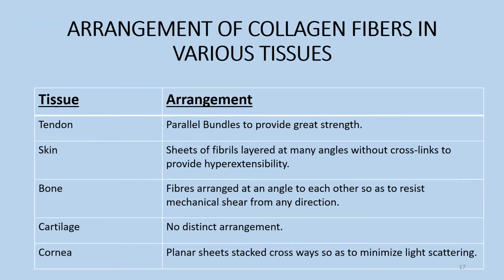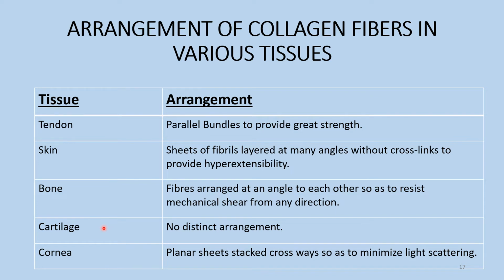In this slide, you see the arrangement of collagen fibers in various tissues of our body. In tendons, there are parallel bundles of collagen. In skin, sheets of fibrils are present. In bones, fibers are arranged at an angle to each other so as to resist mechanical shear from any direction.